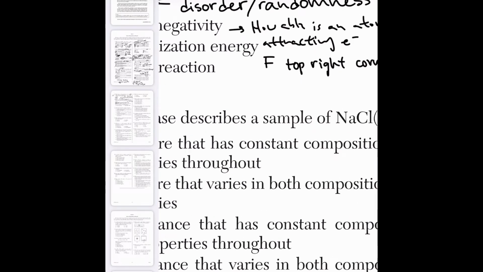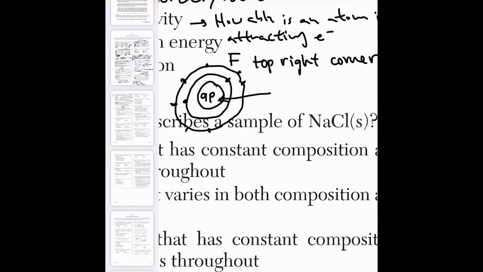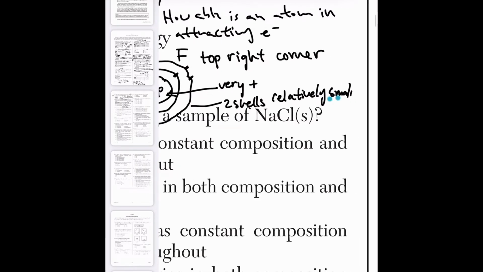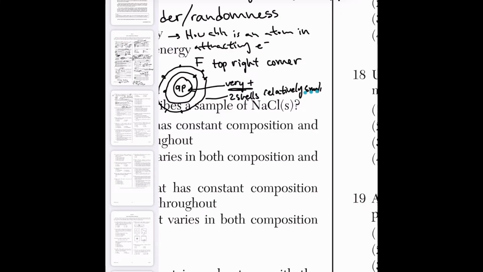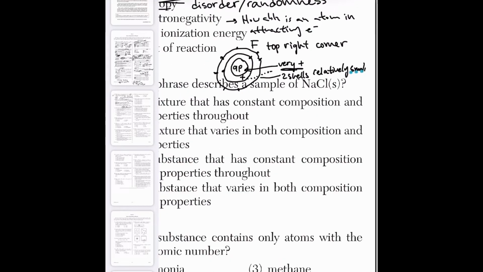Top right corner just means that it has the most protons in its row. It has 9 protons, and it has 2 shells, 2, 7. So this is actually very positive because it's 9 protons. Protons have positive charge, and 2 shells is relatively small. So this very positive nucleus is more effective at pulling in electrons because electrons are negatively charged. So positive attracts negative.